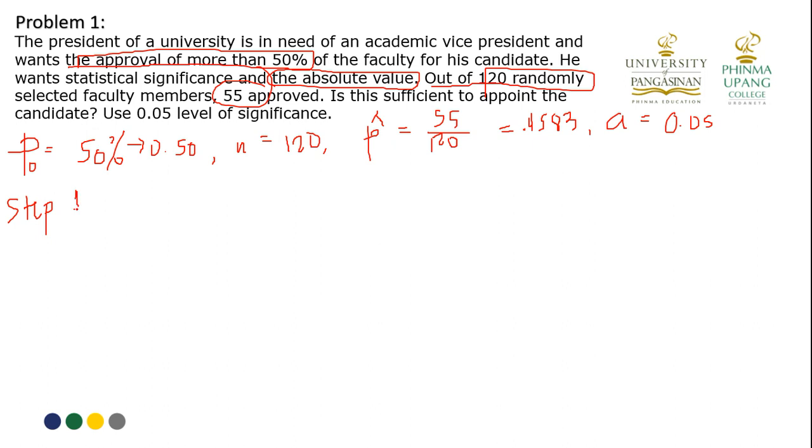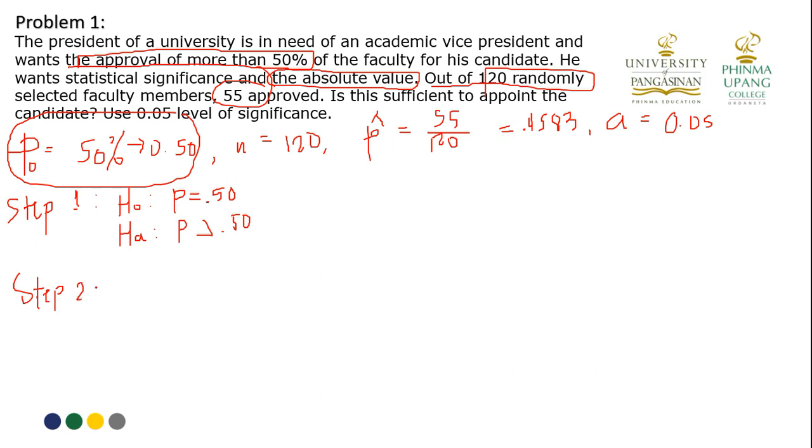Madali na lang to. Step 1, balikan mo yung piece of note. So, yun yung HO natin. HO natin is P is equal to 50% daw. So, 50% or 0.5. Same. Tapos, yung ating alternative, P more than yan, kaya greater than 0.50. Yan po yun. Safe na yan kapag equal na yung sagot mo sa HO.